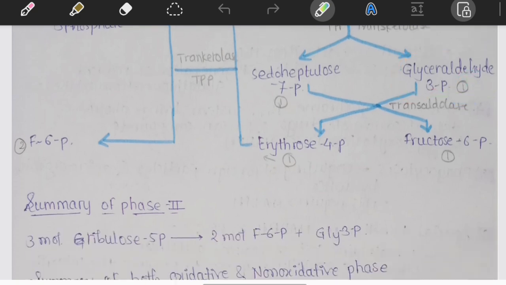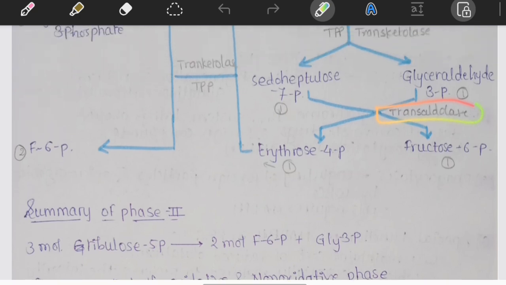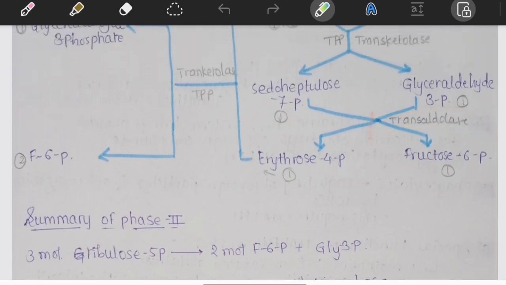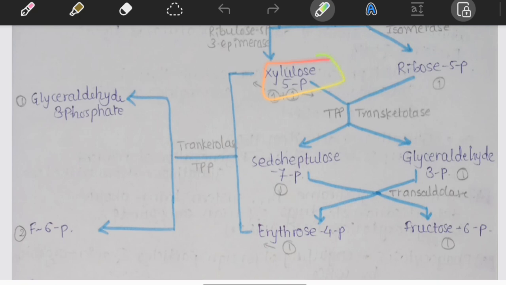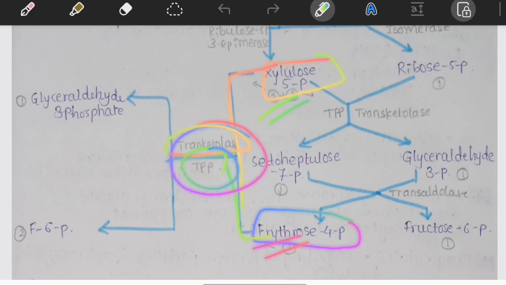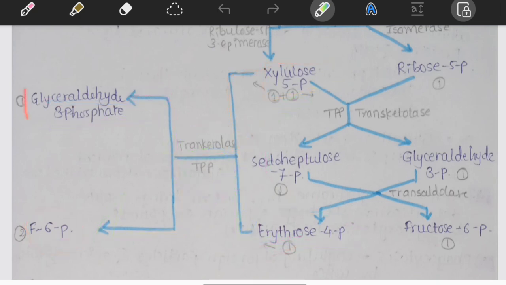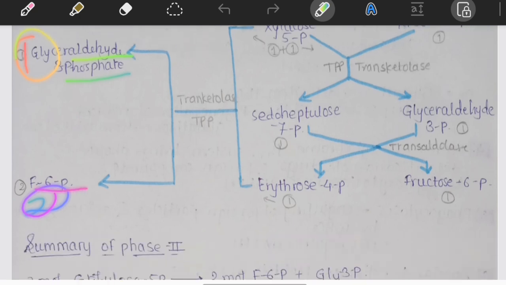After this reaction, using transaldolase, these molecules form erythrose 4-phosphate and fructose 6-phosphate. Then both xylulose 5-phosphate and erythrose 4-phosphate react using transketolase, which needs thiamine, and finally form glyceraldehyde 3-phosphate and fructose 6-phosphate. Here, one molecule of glyceraldehyde 3-phosphate and two molecules of fructose 6-phosphate.